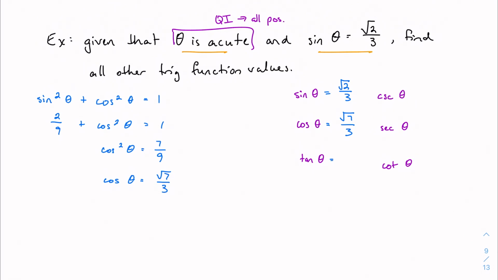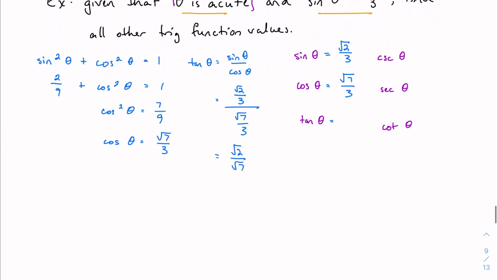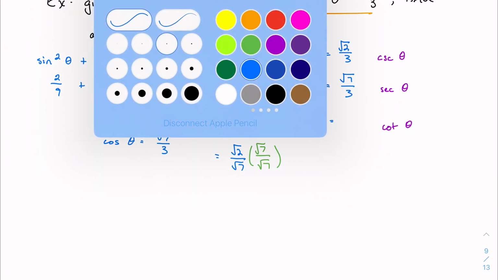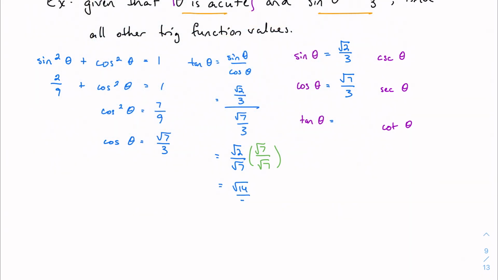Tangent, we know, is just sine over cosine. So I have root 2 over 3, and then root 7 over 3, which is going to simplify to root 2 over root 7. And if I wanted to rationalize this, I could, right? I could just multiply everything by root 7. So I come up with root 14 over 7. And I have my sine, cosine, and tangent.